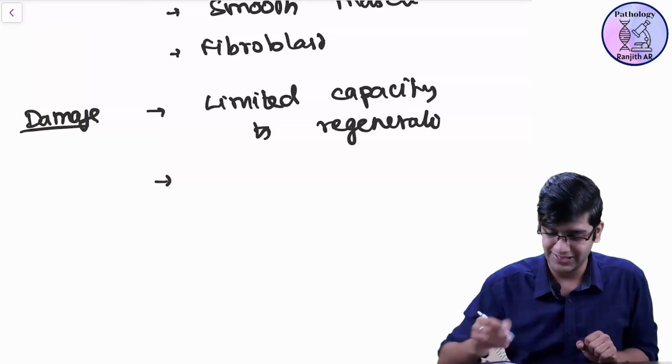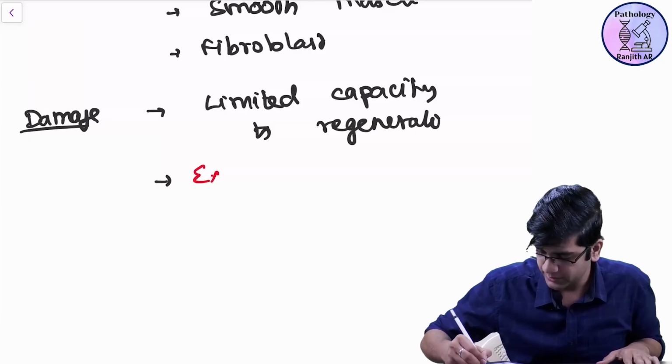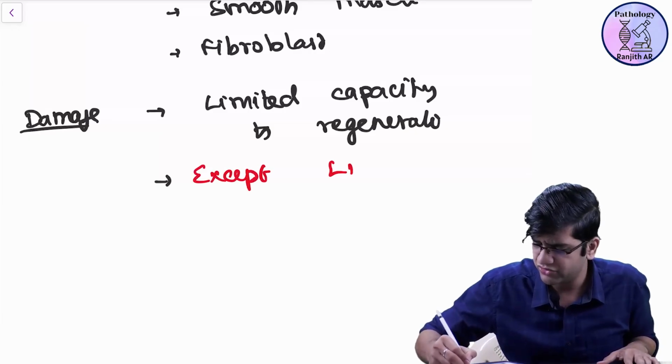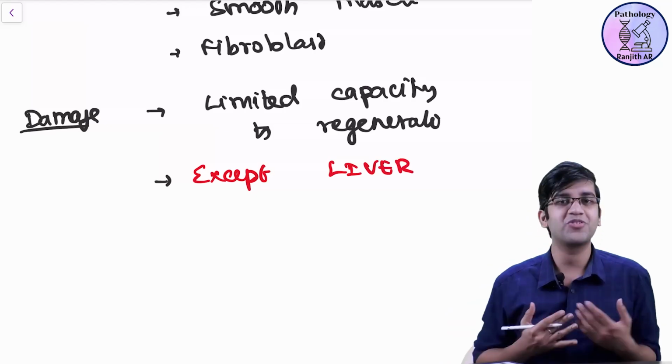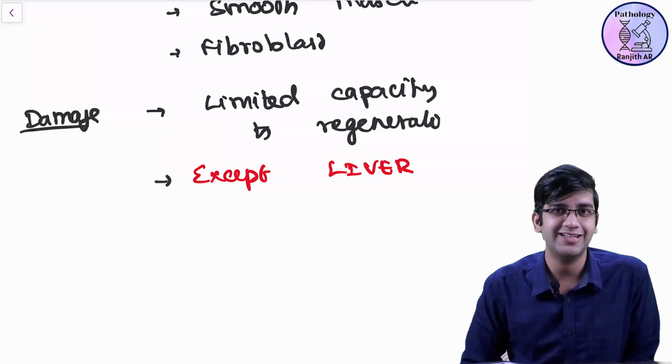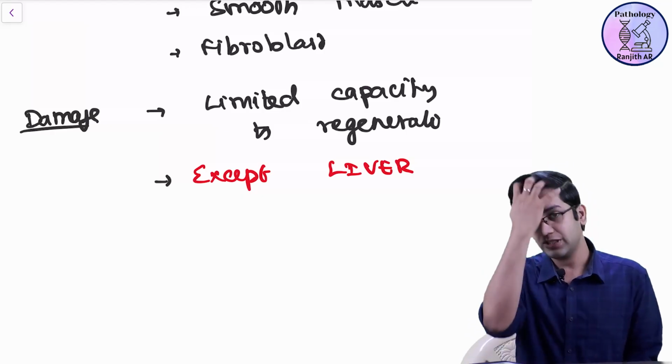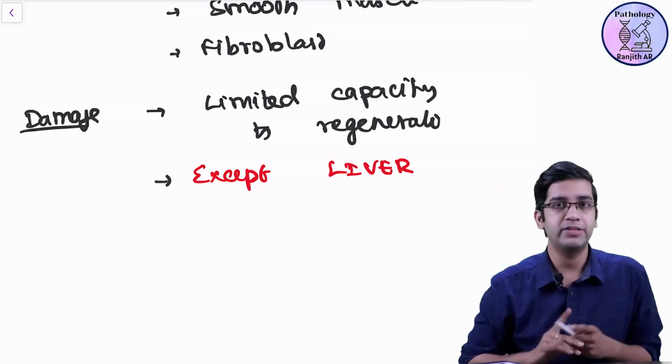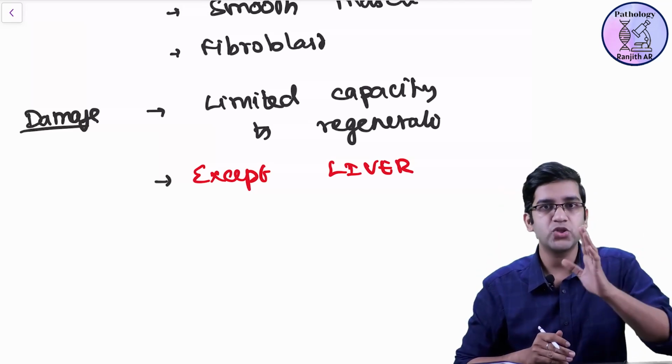Exceptions are always MCQs. Exception, you guys know that. The exception is liver. Liver has a tremendous capacity to regenerate. It's one of the best organs which can come back to normal even if you kick it to the ground, right? Like your Phoenix bird, they're going to come back to normal. That's about stable cells.